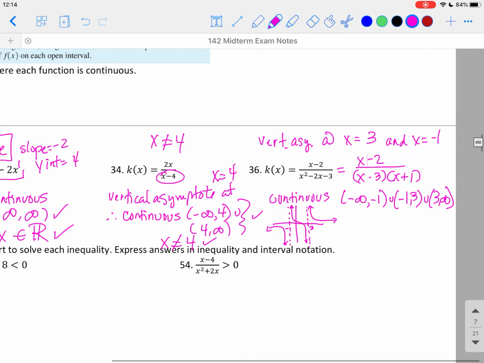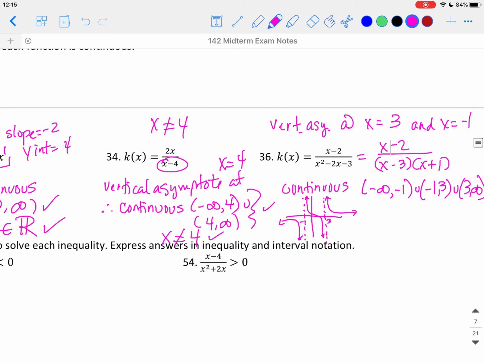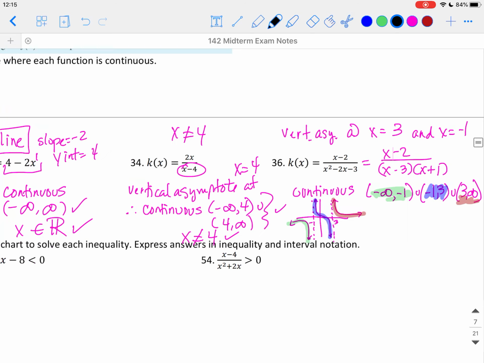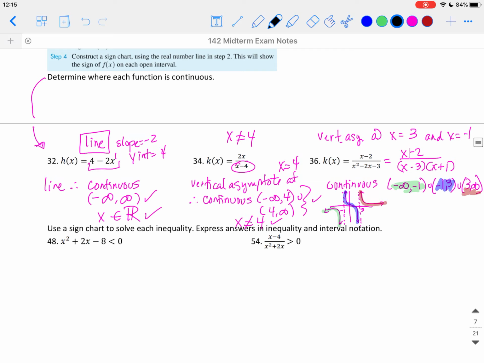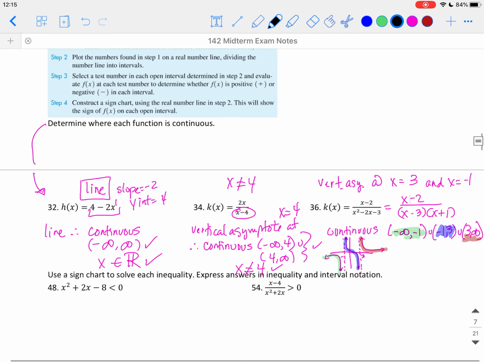Okay. So let's match the pieces. It's continuous from negative infinity to negative 1. This one right here is for this piece. And then from negative 1 to 3, this piece is for this piece. And then it's continuous from 3 to infinity. This piece is this piece right there. So again, you can use the theorems that are up at the top or just your graphing utility.